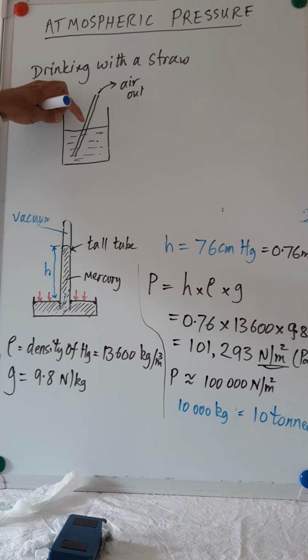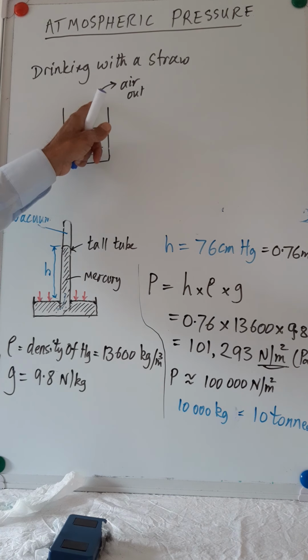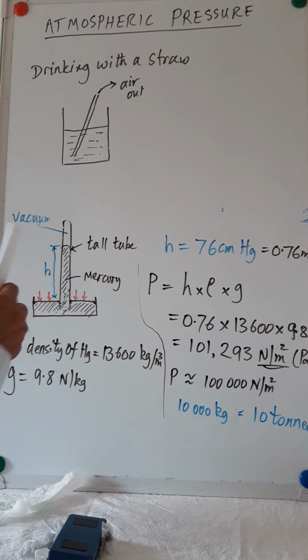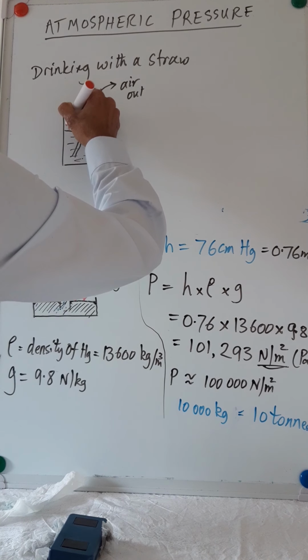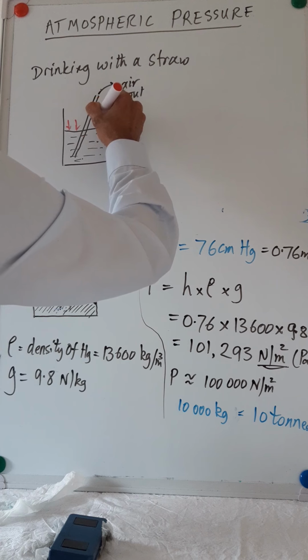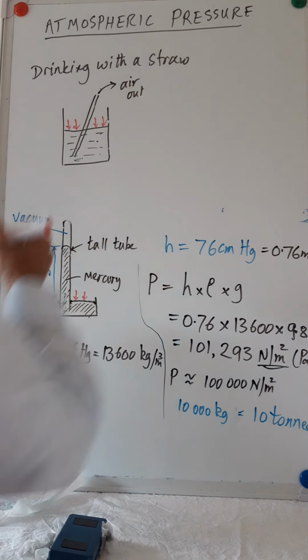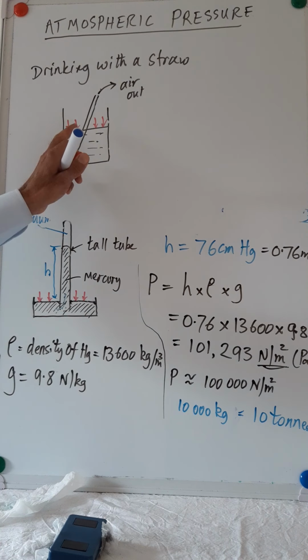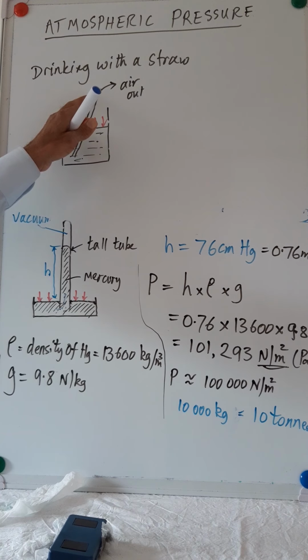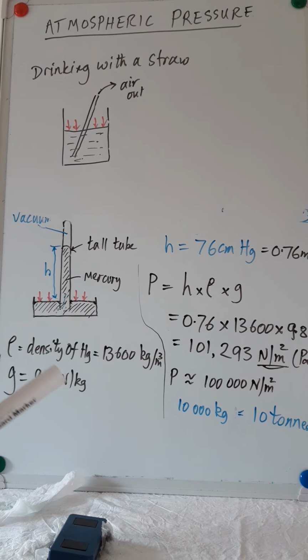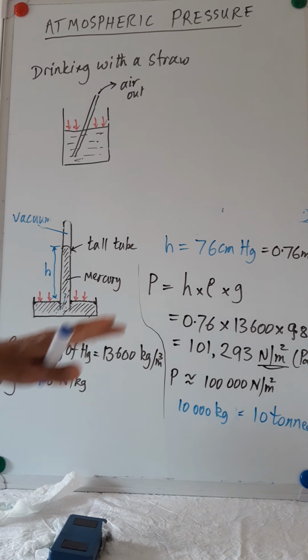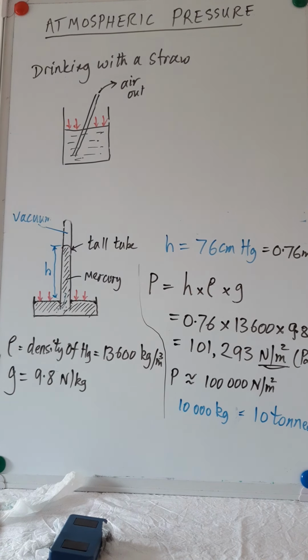So when the air comes out of the straw, that leaves a vacuum, okay? And it's the atmospheric pressure that pushes the liquid up, or the water or whatever juice you're drinking. It pushes it up, and that's how you drink it. It's the atmospheric pressure.